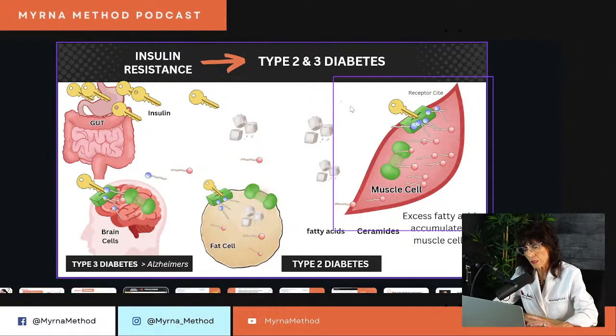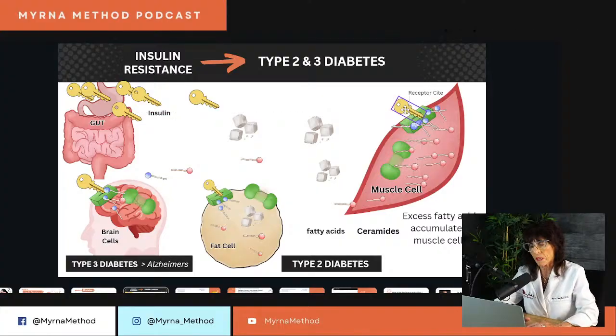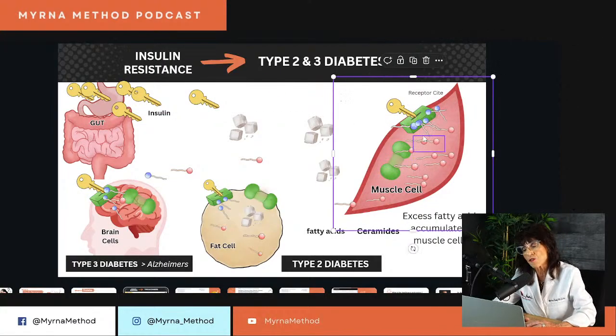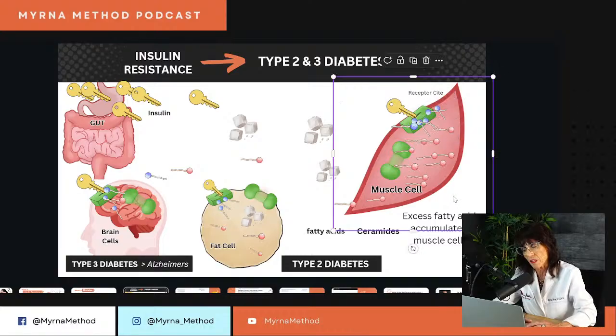And when you have diabetes or insulin resistance, because insulin resistance happens maybe at 30 or 40%, they haven't really diagnosed you as a diabetic yet, but you're certainly on your way, you're still going to have ceramides. You're still going to have this intrusion of these fats that have differentiated within this muscle cell.